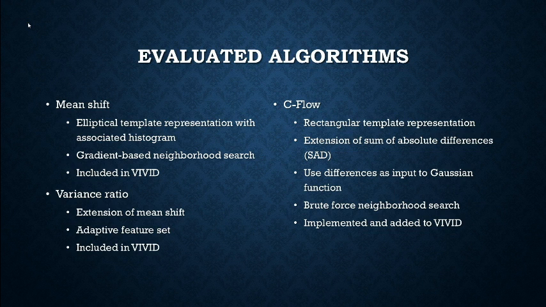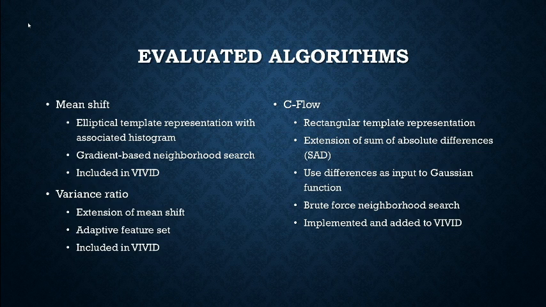Here's a quick overview of the algorithms I decided to evaluate. Remember, they are all template-based kernel tracking algorithms. The mean shift algorithm uses an elliptical template representation. It has a histogram associated with it, so it's a probabilistic algorithm. It uses a gradient-based neighborhood search in order to reduce the amount of work it does in tracking objects between frames, and it's included in the Vivid testbed.